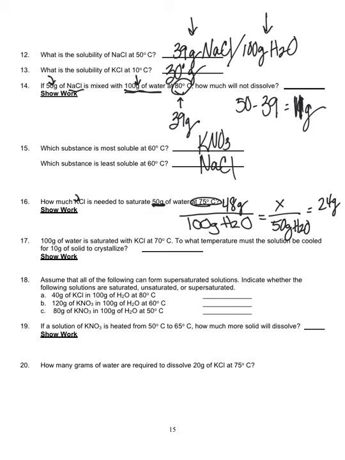Number 17, 100 grams of water saturated with KCl at 70. Okay, so this is your standard on the graph. To what temperature must the solution be cooled if we want 10 grams to fall out? So let's go back to KCl. At 70 degrees, you can get 48 grams to dissolve. If we cool it down, we're looking for this number so that 10 grams will crystallize.